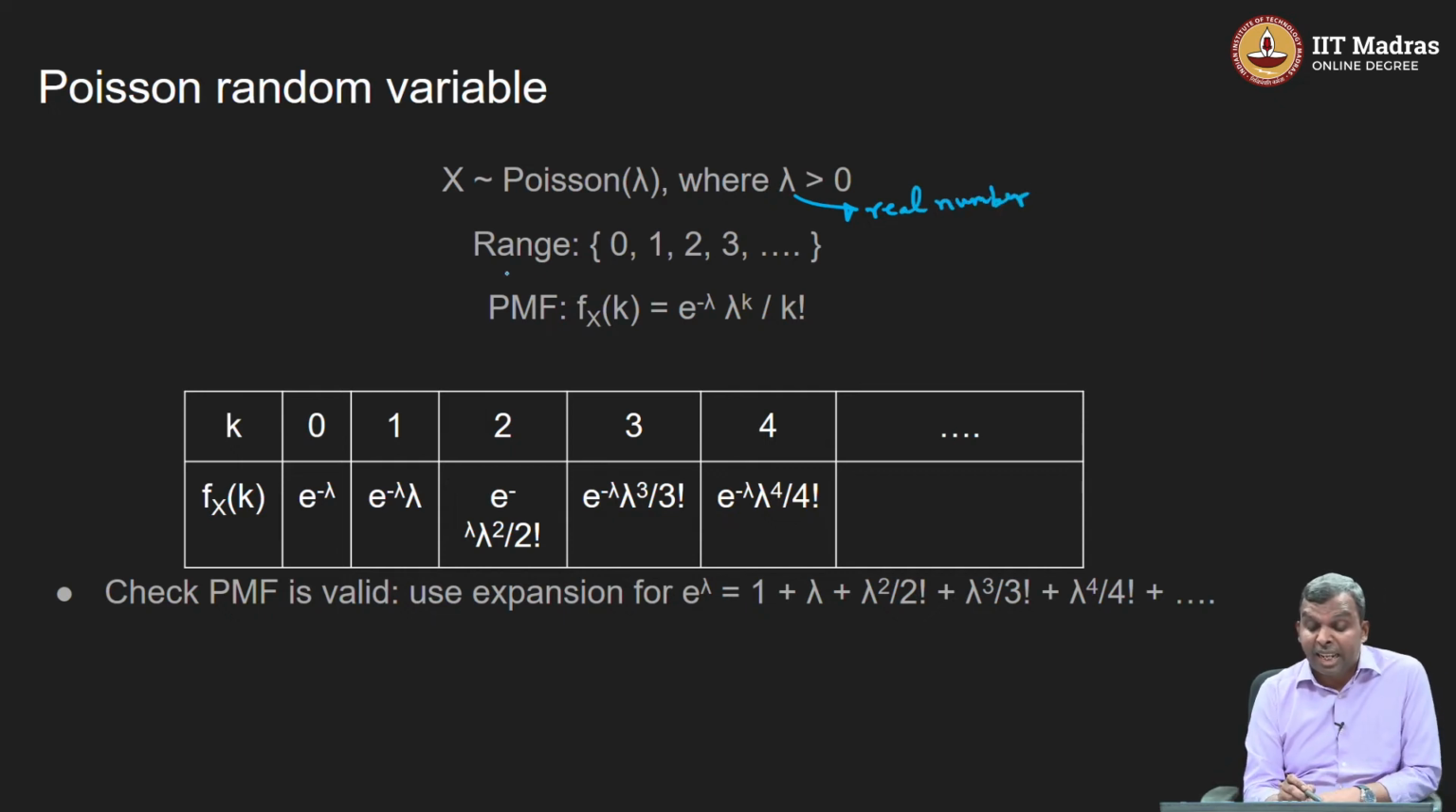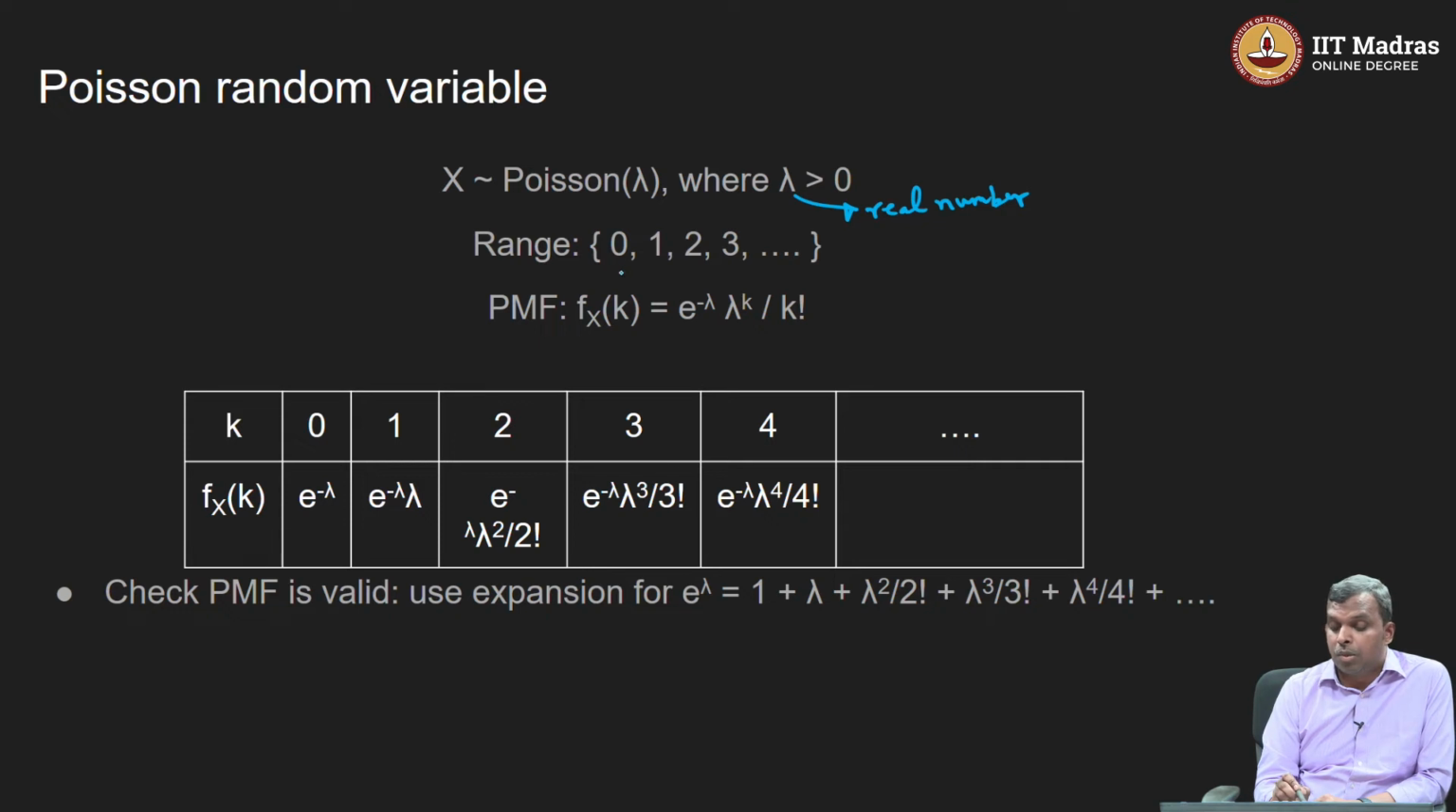And the range is 0, 1, 2, 3, etc. Again, non-negative integers are the range. And the PMF is given here. The exponential function is involved in the PMF. It's e power minus lambda times lambda power k by k factorial. If you want me to write it a bit differently, f_X of k equals e power minus lambda times lambda power k by k factorial.